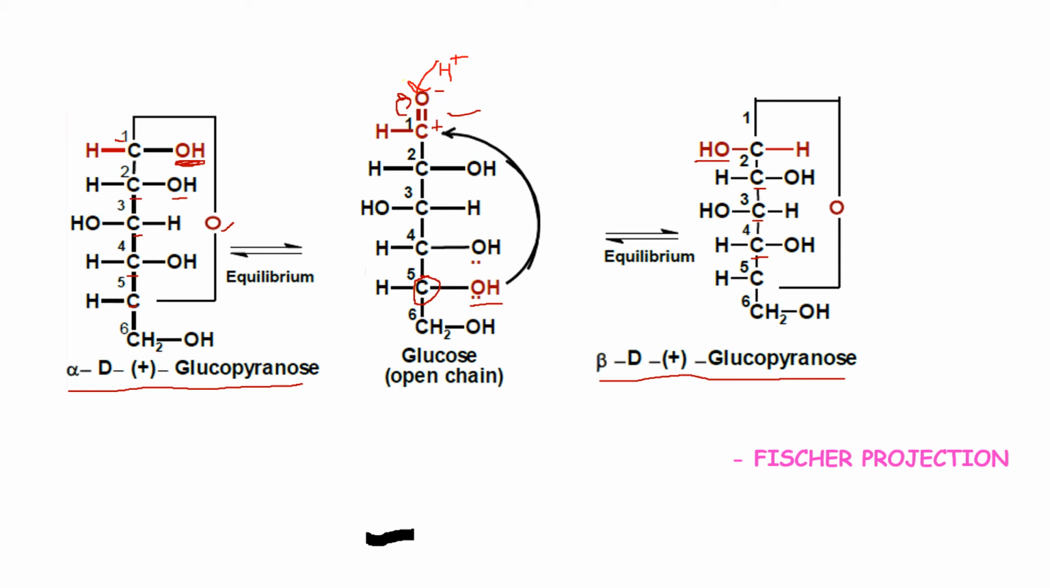And this is known as Fischer projection. Fischer projection is basically a 2D representation of a 3D molecule. Hence, in the cyclic structure of glucose, if OH is present on the right side, then it is assigned as alpha configuration, and if OH is present on the left side, then it is assigned as beta configuration. And how we name these two compounds, we will learn in the next slide.